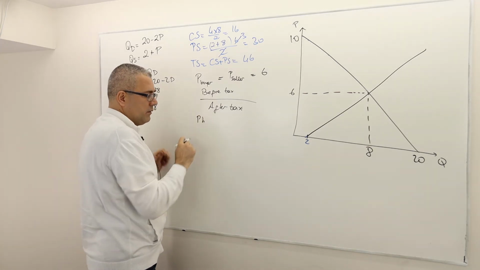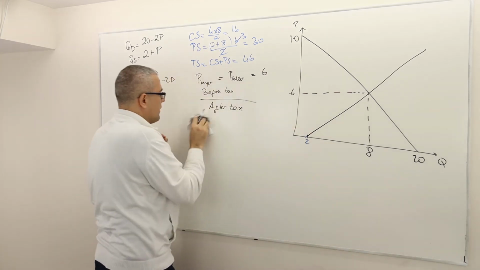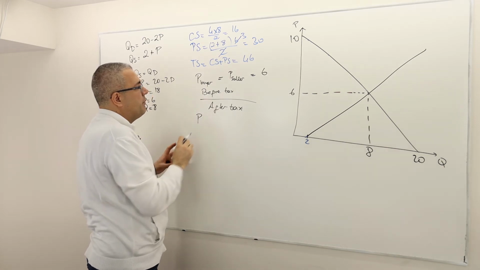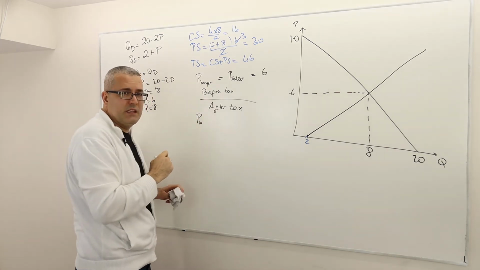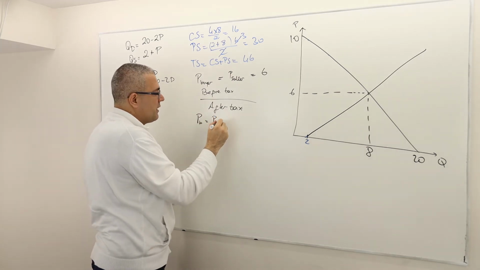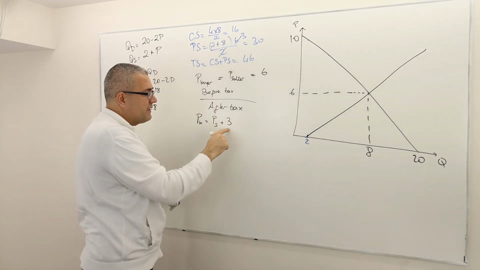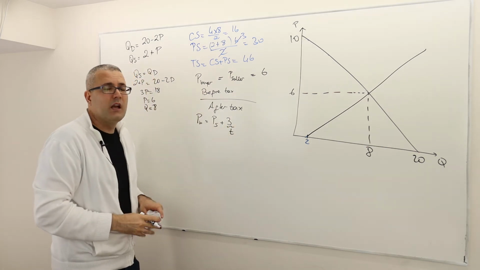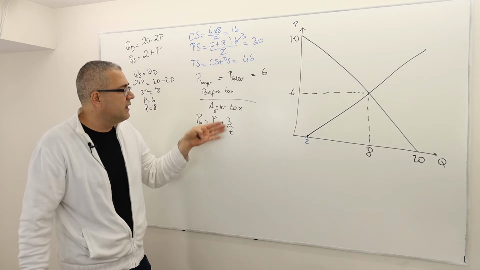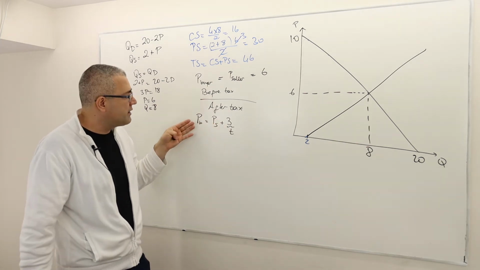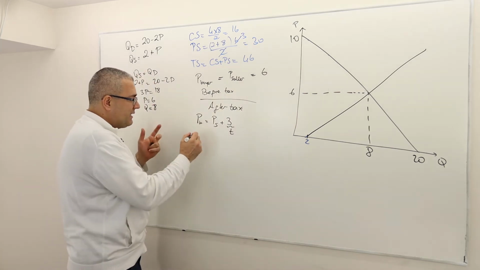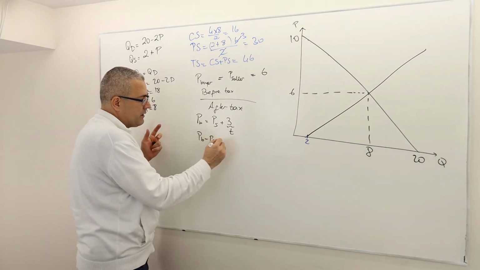This is how I'm going to denote it. By the way, I'm not going to keep writing P buyer. I'm going to write PB instead. So PB is going to be PS, the seller's price, plus 3. This is the tax amount. Whatever the tax, if it is $3, this is 3. If it is $10, this is going to be 10. So the buyers will always be paying something. The idea is the following: PB minus PS must be equal to the tax.